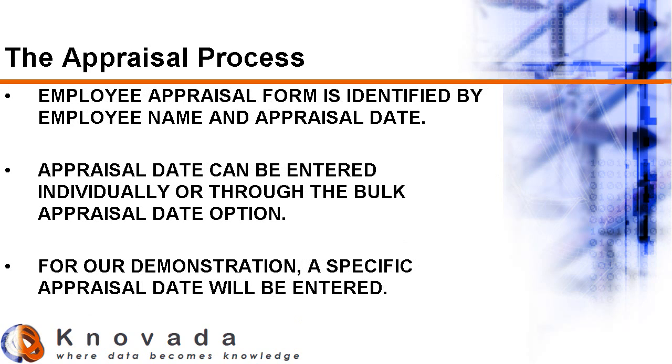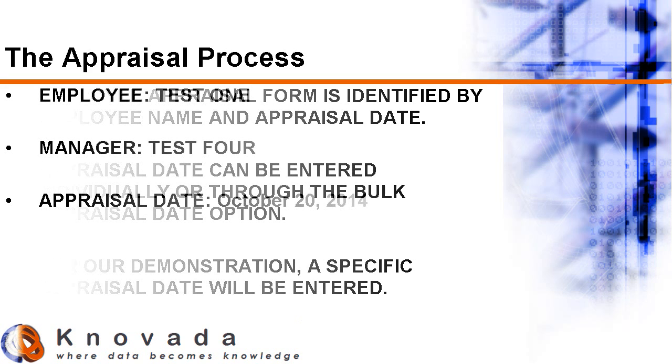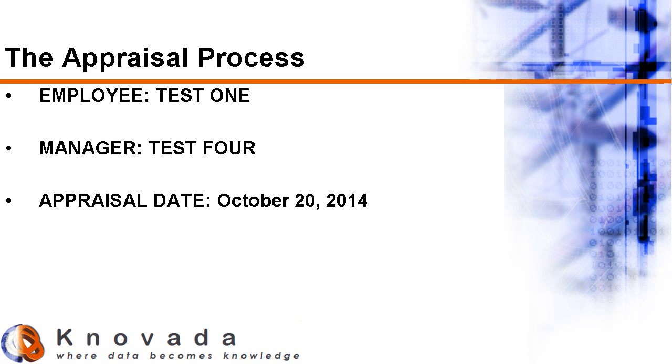The appraisal form for the employee is identified by the employee name and the employee appraisal date. There can be multiple employee appraisal dates within the system, those dates being either individually entered or through the bulk appraisal date option. For our demonstration, we will be entering a specific appraisal date for a specific employee. We have selected the employee Test 1, their manager is Test 4, and the appraisal date will be the 20th of October 2014.